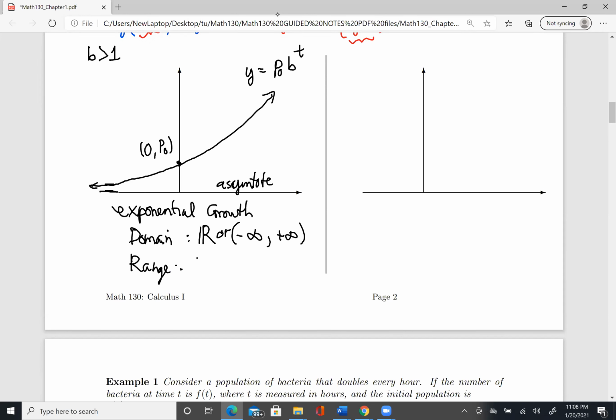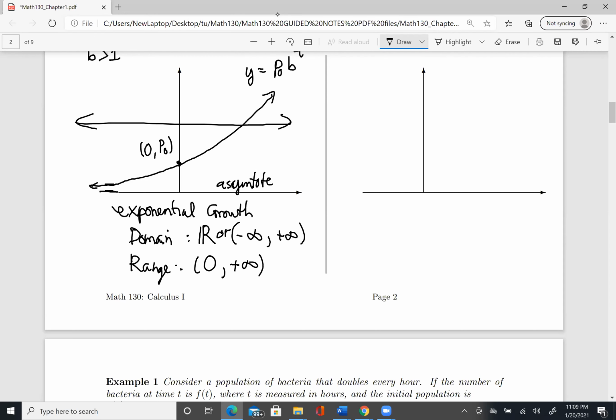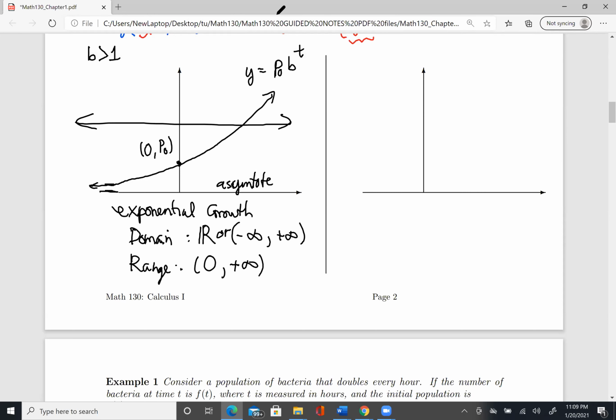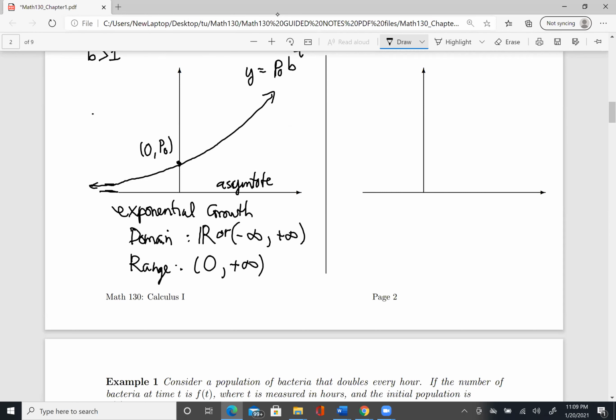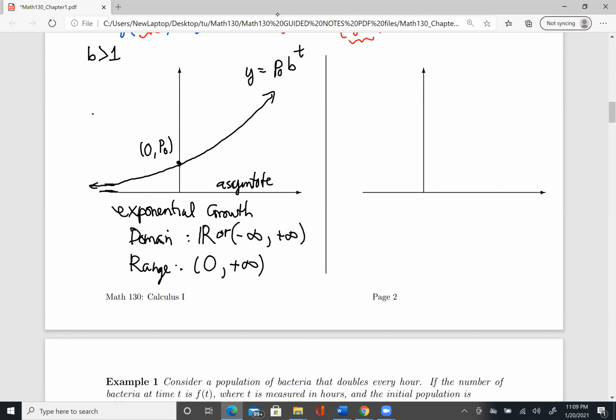It's going to be from 0 to positive infinity. So here you see, the domain is all values of x. It just goes from the left to the right, right? You see that it doesn't have any hole, any break point or something like that. It just goes from left to right and smoothly.